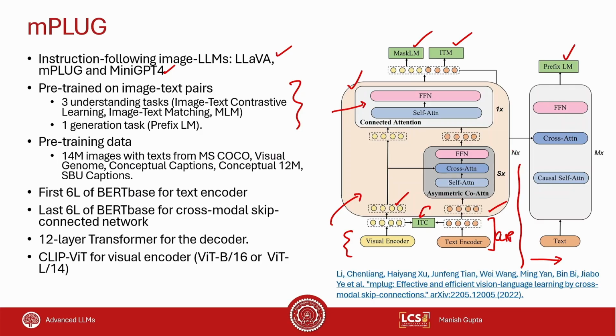But the text tokens are being processed through this cross-attention, what they call an asymmetric co-attention kind of layer. This layer has a self-attention and a feed-forward, but it also has a cross-attention, taking the influence from the vision stream. Then the idea is that you repeat this. Sometimes you have one transformer encoder layer, and then you repeat this n times.